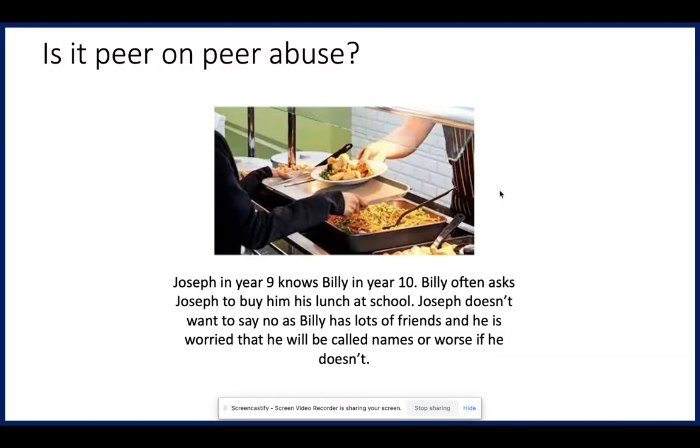And our final scenario, Joseph is in year 9. He knows Billy in year 10. Billy often asks Joseph to buy him his lunch at school. Joseph doesn't want to say no, as Billy has lots of friends and he's worried that he will be called names or worse if he doesn't. In this case, this is coercive. Billy is very likely to know that he has some power over Joseph, being the year below, and he's using that power to coerce Joseph into buying him food. So in this case, this is a definite example of peer-on-peer abuse.